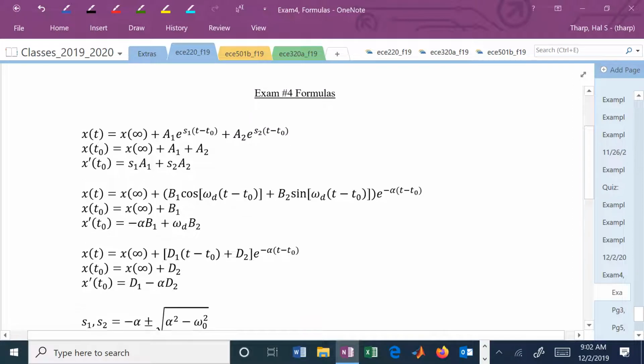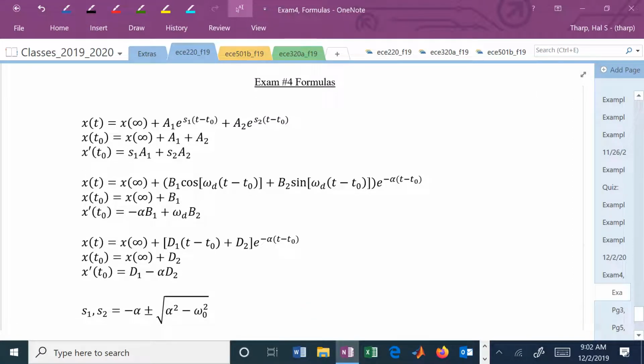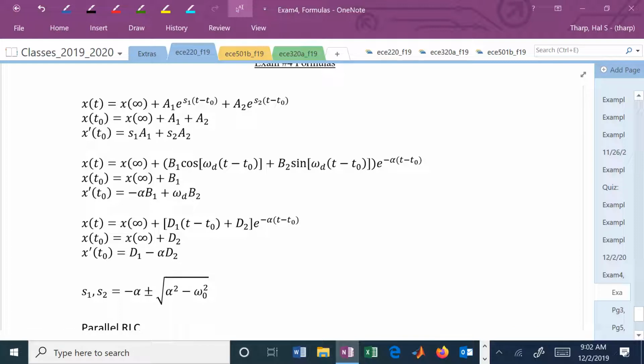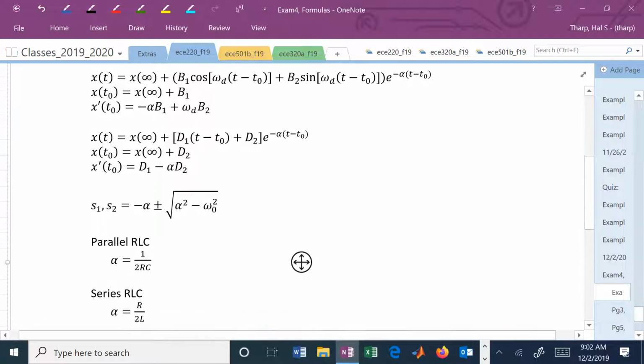You should get very comfortable with the formula sheet and understand when you need to apply the A's, the B's, and the D's: the A's are overdamped, the B's are underdamped, and the D's are critically damped. In these formulas, there's a T0, which is the delay amount, if you switch at some time other than 0. I think one of the problems today, if we get there, we'll work through that.